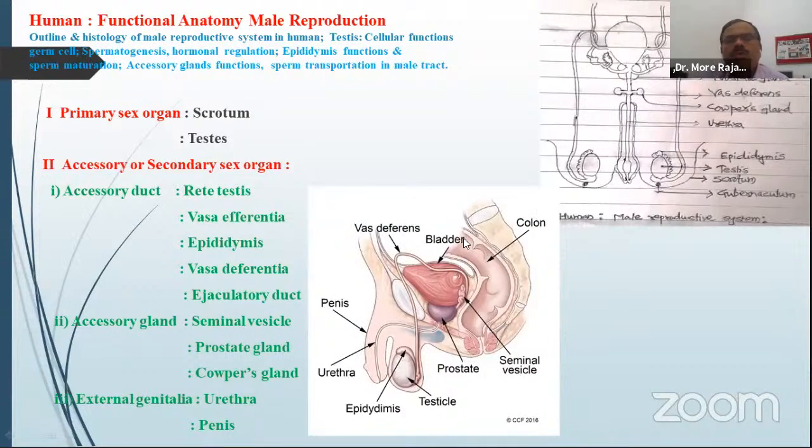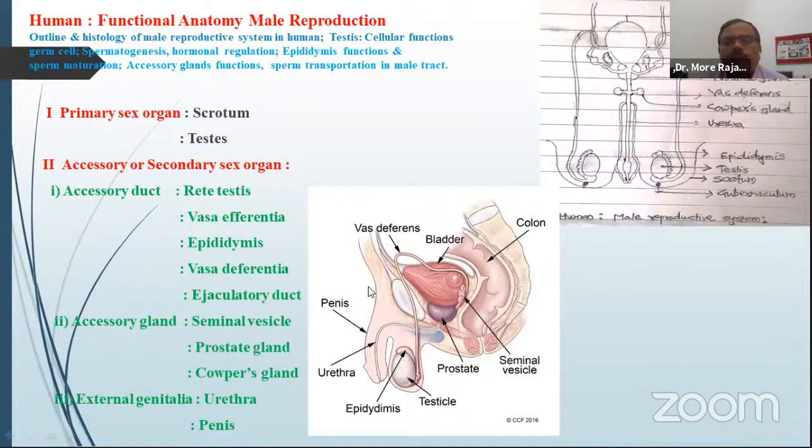Now come to this figure. This is the side view. Part of the alimentary canal is also seen here. This is the colon, the terminal portion of the large intestine. The colon is shown here. And dorsal to that, the vertebral column is shown with the costa.